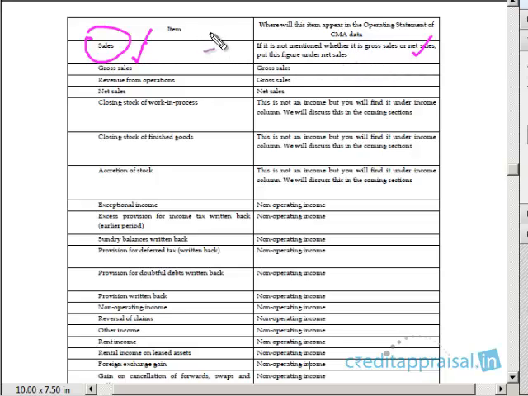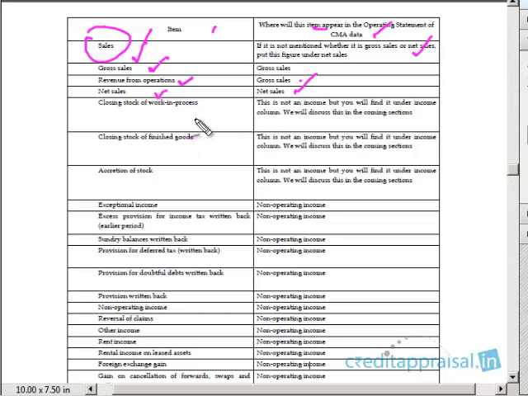This item will appear in the operating statement of CMA data under the head of net sales, right? However, if you are specifically given gross sales, you're going to put it on gross sales. Sometimes sales is also mentioned as revenue from operations, as we have seen in the case of Wipro. Some companies use this term, revenue from operations. This is nothing but the sales, so you can put it on the gross sales. If you're given net sales, you're going to put it on the net sales.